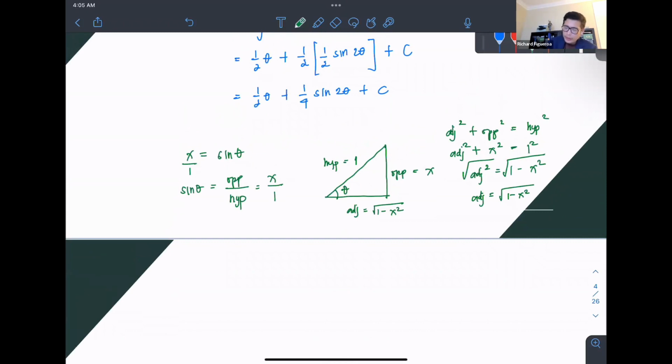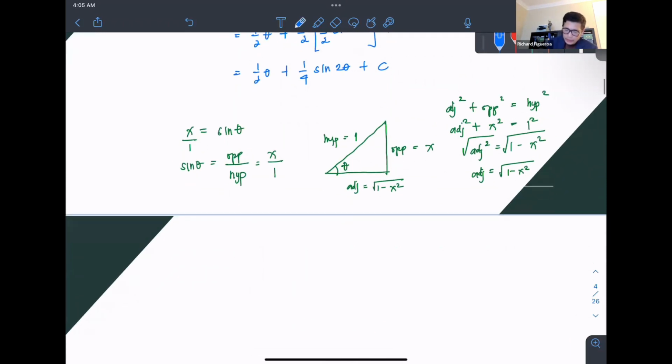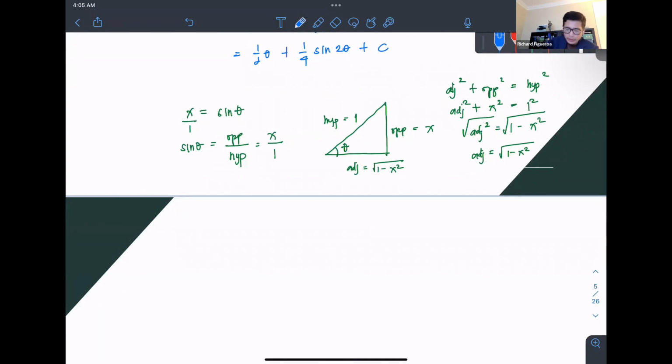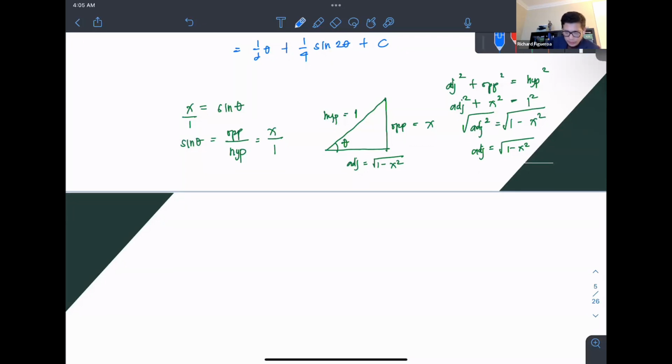Okay, so now that we have this triangle, we just need to transform. So what is theta? For theta, we can use our given. Remember that x is equal to sine theta. So therefore, the arc sine of x is the same as theta. So to get the value of theta, we take the arc sine of x, which is equal to theta. However, we have the sine 2 theta.